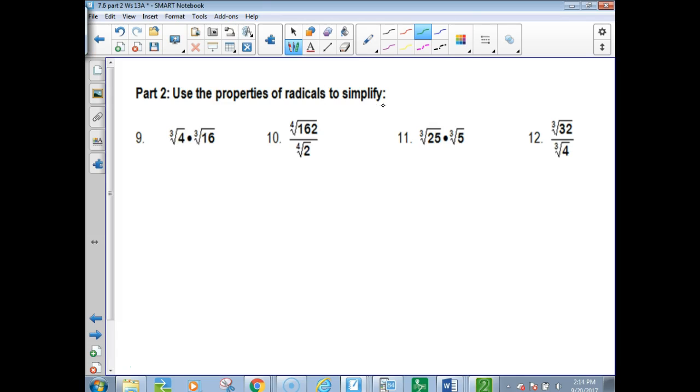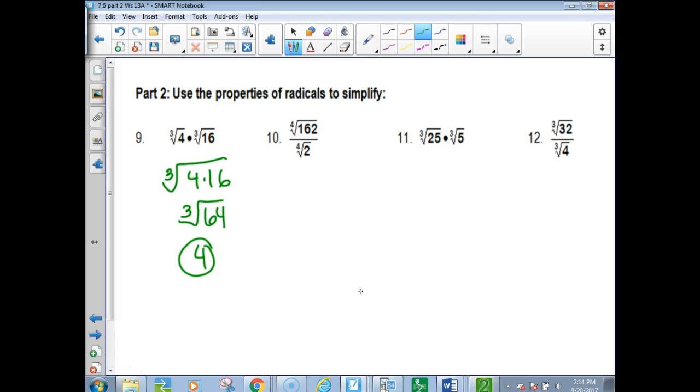All right, use properties of radicals to simplify. All right, so this is part 2. Now, if the index matches, you can multiply what's underneath. So we're doing the cube root of 4 times 16, because they're both in cube root jail. We can let them hang out. That's the cube root of 64, and I can answer this. I want to simplify it as far as I can. What is the cube root of 64? That would be 4.